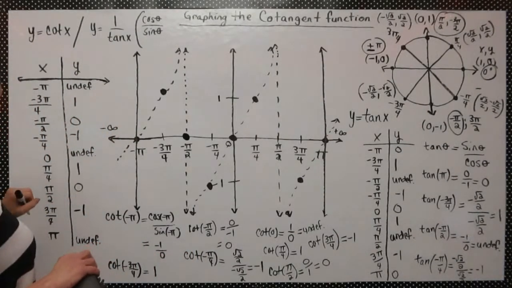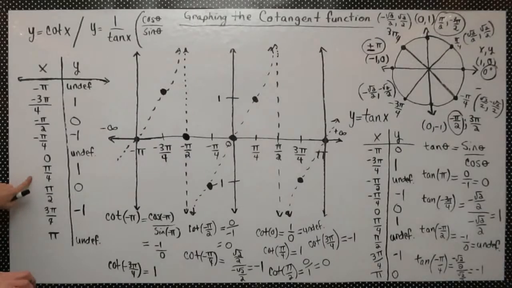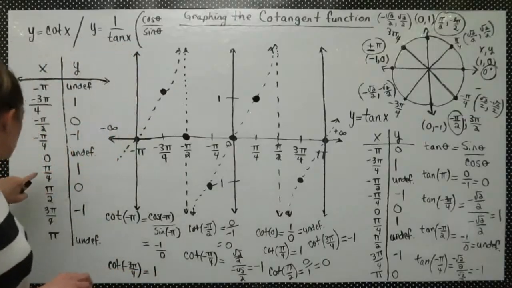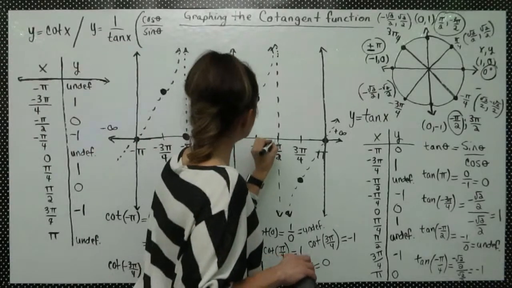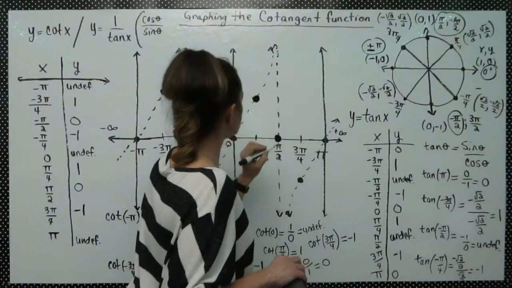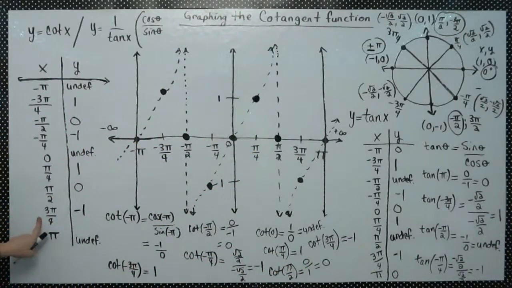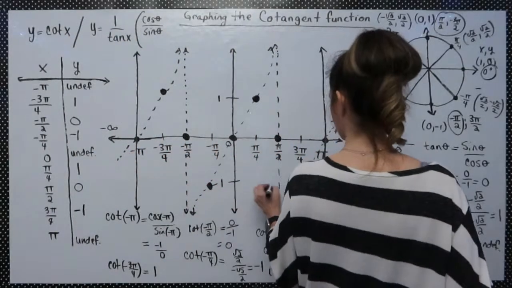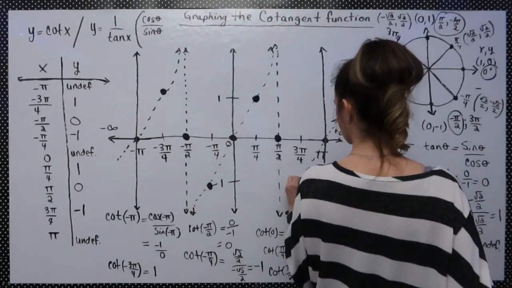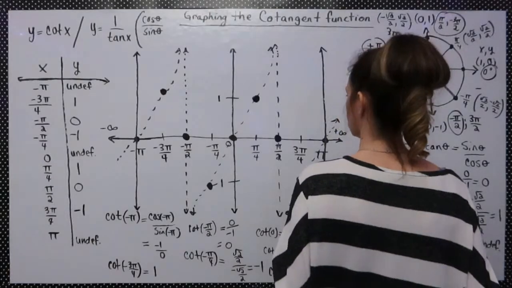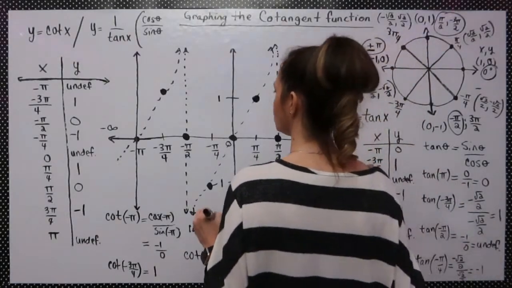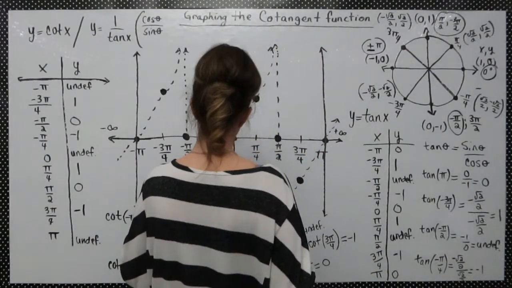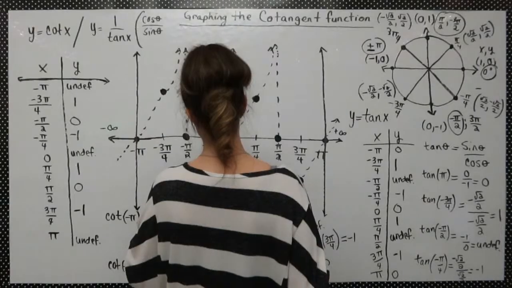And then, let's see, we're going to go to pi over 4. We're at positive 1. It's already up there. Pi over 2, we have a 0. And then 3 pi over 4, it looks like we're at negative 1. Negative 1 down here. And this one's also on there. Okay, so let's go ahead and just put this curve in there. And remember, it's bending towards its asymptotes.